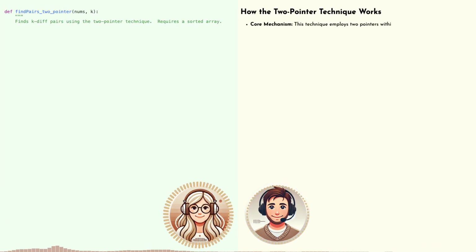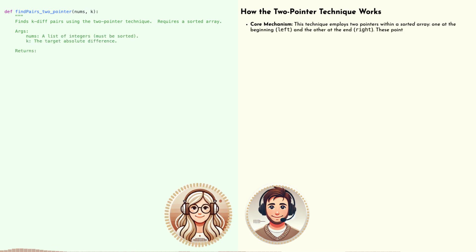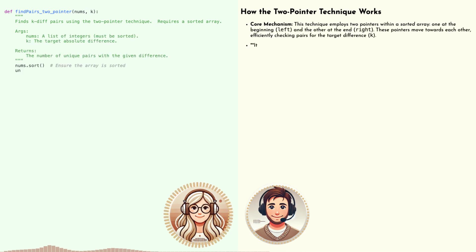We left off talking about using 2 pointers to find K-Diff pairs more efficiently. I'm excited to see how this works. Yeah, it's a really cool strategy that you'll see a lot in algorithms. The key is that we're taking advantage of the fact that our array is sorted.